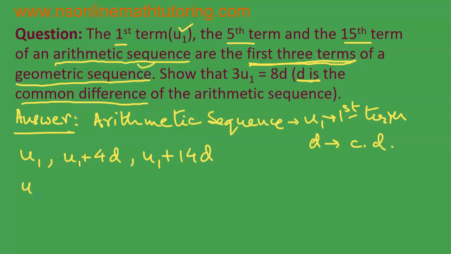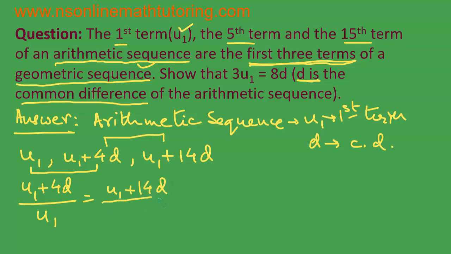What is that common ratio? It is (u1 plus 4d) over u1. And this is the common ratio expression when we are taking the first two terms. If we take the last two terms, the second and the third terms, we get the common ratio as (u1 plus 14d) over (u1 plus 4d). Now we may cross multiply.